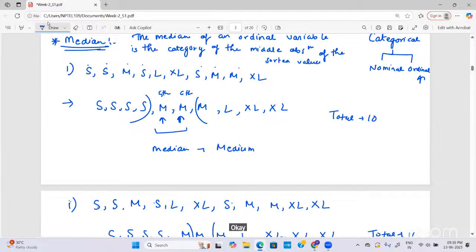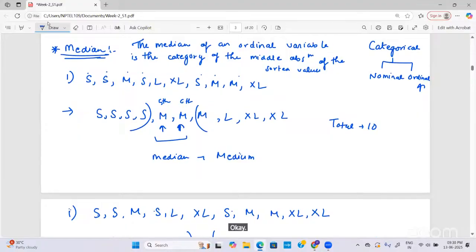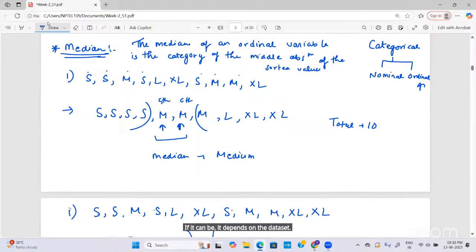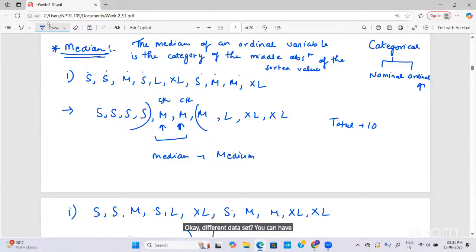Ma'am, can the median of a data set ever be greater than the mean? Yes, it can be. It depends on the data set. Can you explain the conditions that would cause that? See, you are asking the week 3 content. We will see it later. It's not like the mean should be greater than the median, it depends on the data set. Different data sets can have different median or mean.